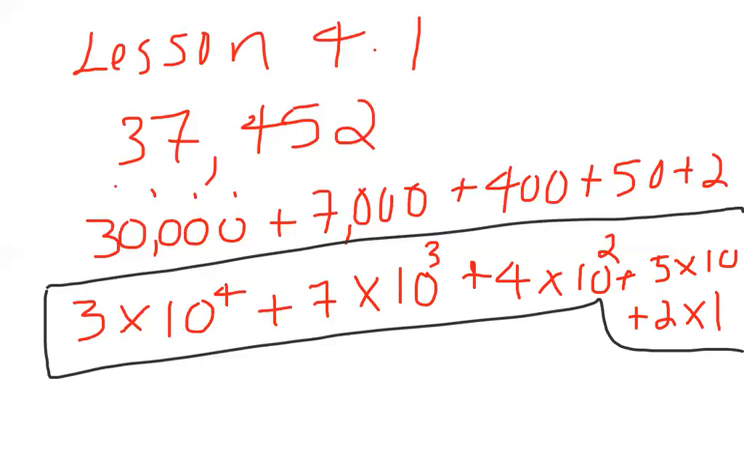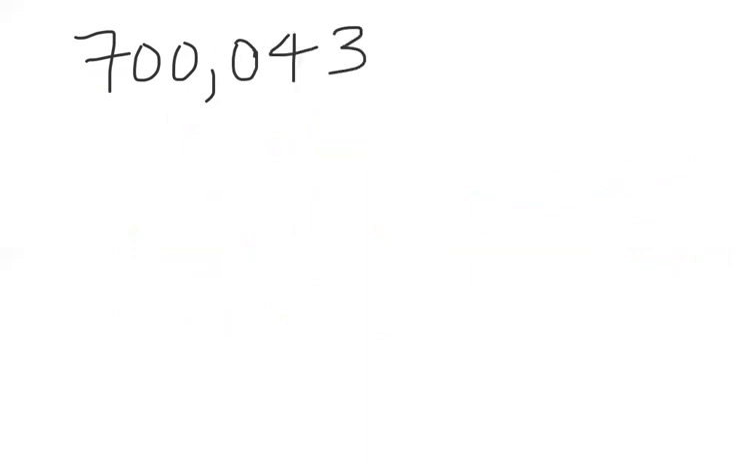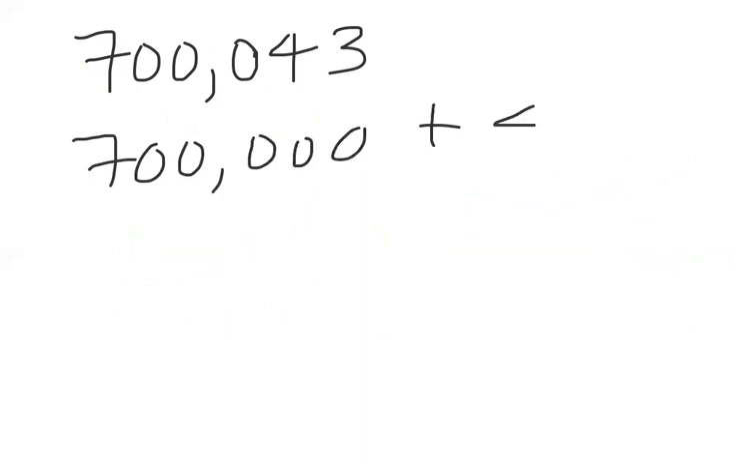So what if we have a whole bunch of zeros in there? Let me show you one with a whole bunch of zeros. 700,043. I'm not going to rewrite the number. So be careful with this one. What is this number made up of? 700,000 plus 40 plus 3. That's all you need to write out. Write each one of those numbers in base 10.